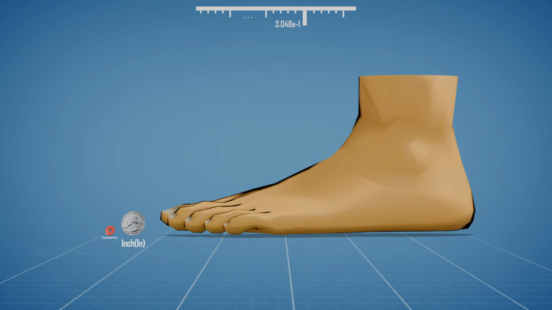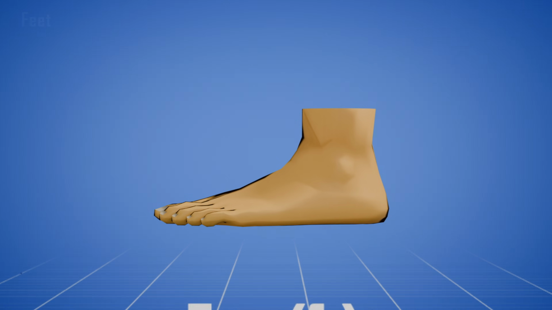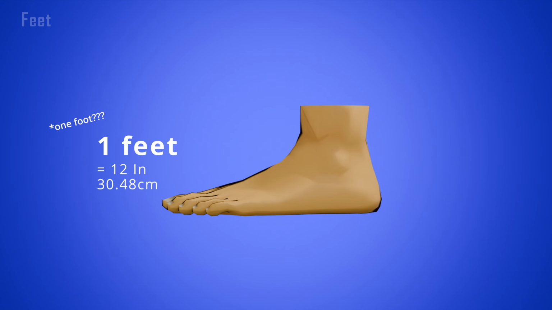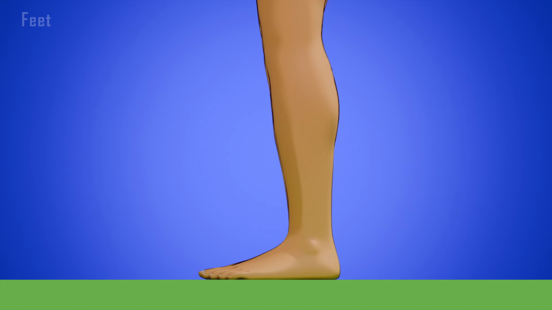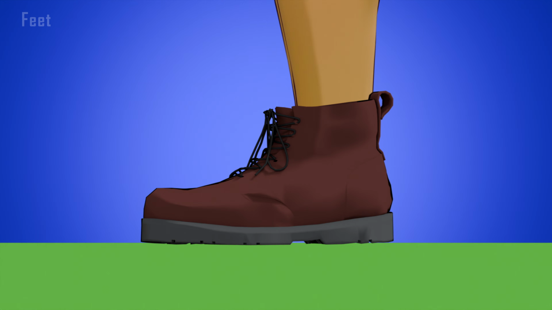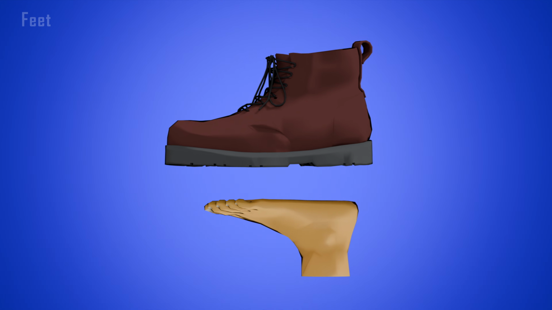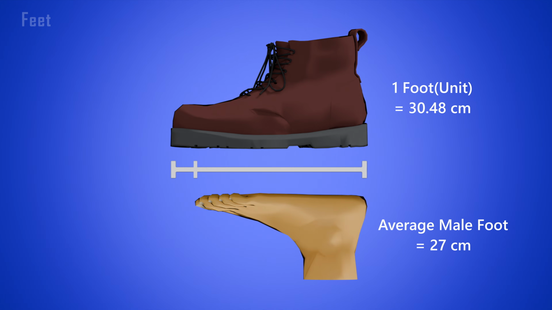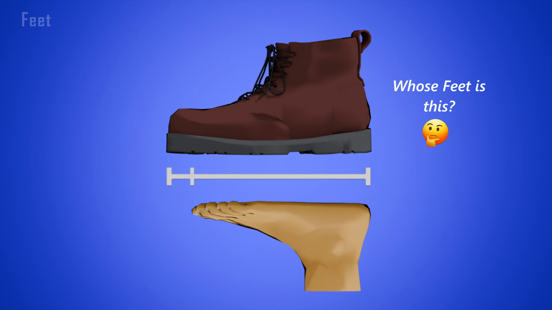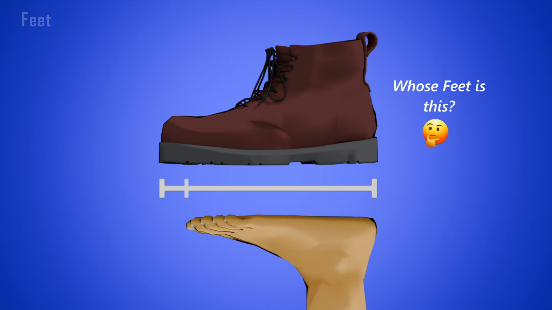Our next US unit is feet. 1 foot is 12 inches, or about 30 centimeters. An example of something that is 1 foot in size is your shoe. The average man's shoe at least. Human feet are generally smaller than 1 foot, which makes me wonder whose foot was the standard and why.